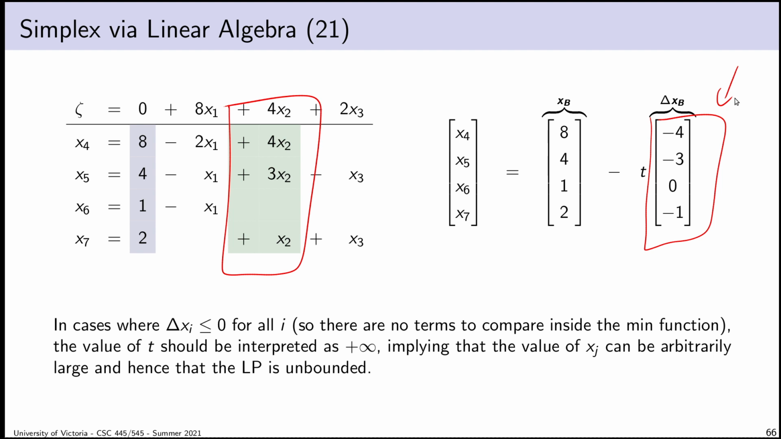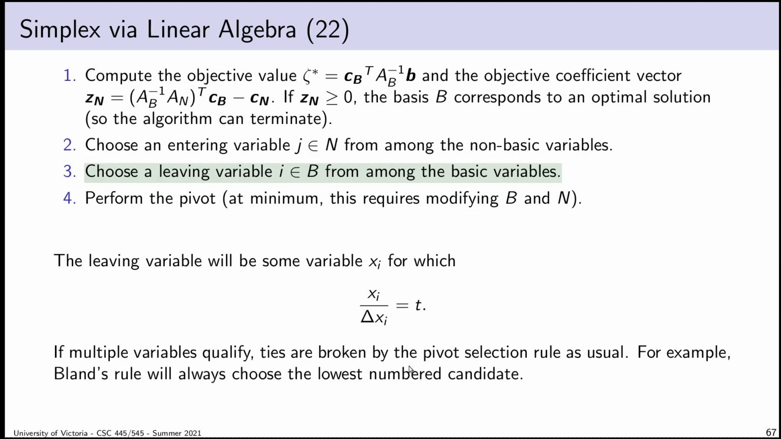One of them is to interpret the value of t to be infinity, in which case, of course, the LP is unbounded. To be honest, from a practical, implementation-wise standpoint, if you notice that, just end the algorithm. Just return and say this LP is unbounded. But it is at this step, as in the dictionary-based method, that you would detect unboundedness of the LP.